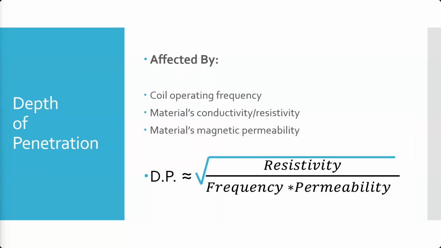Okay. If we want to find corrosion, which typically needs a high depth of penetration, consequently, then we need to use what kind of a frequency?